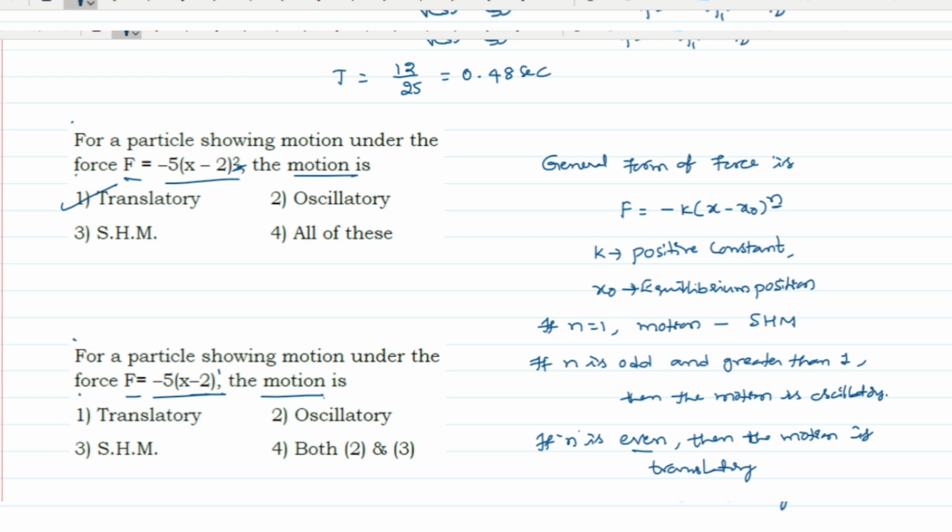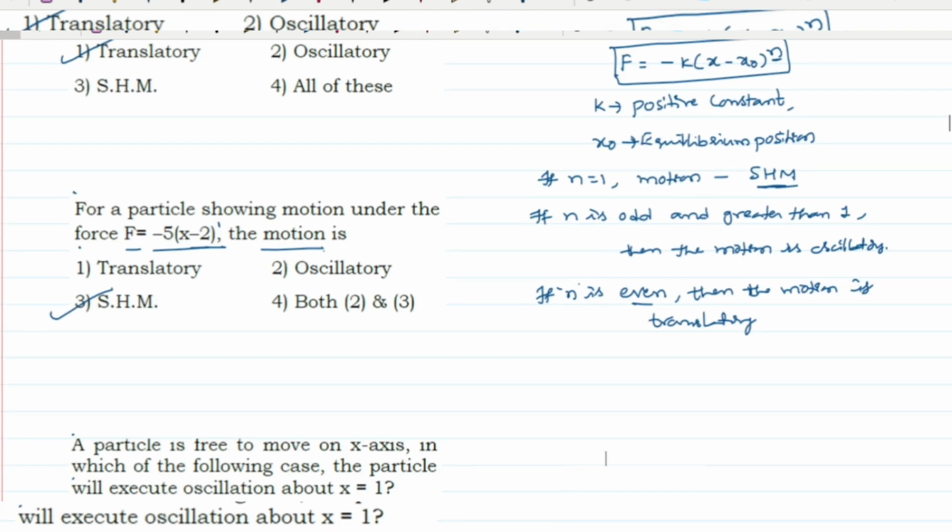So nothing will be there in that sense, so for that motion you have to consider the simple harmonic motion. This fourth general formula, if you remember, students, right? So the answer will be: one is translatory motion and the second one is the simple harmonic motion.